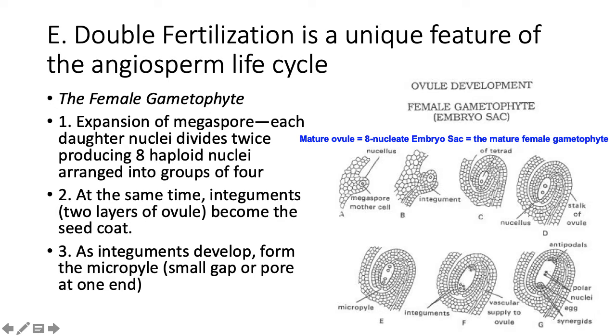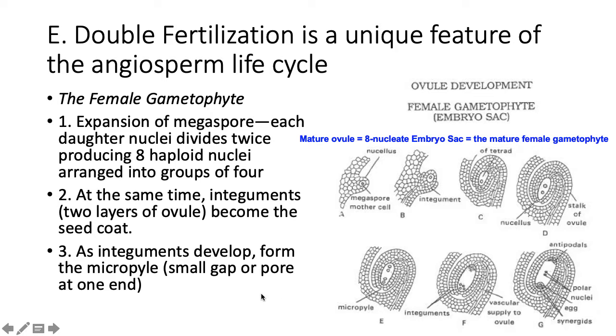At the same time that this is all happening, we have our integuments, which is labeled here, the surrounding layer. You can see this outer layer is growing and surrounding the megaspore mother cell, and is going to become the seed coat eventually. It goes from 1 layer to 2 layers. There's a tiny little opening, the micropyle, that develops, and that's a little path for the pollen to travel to get to the female side.